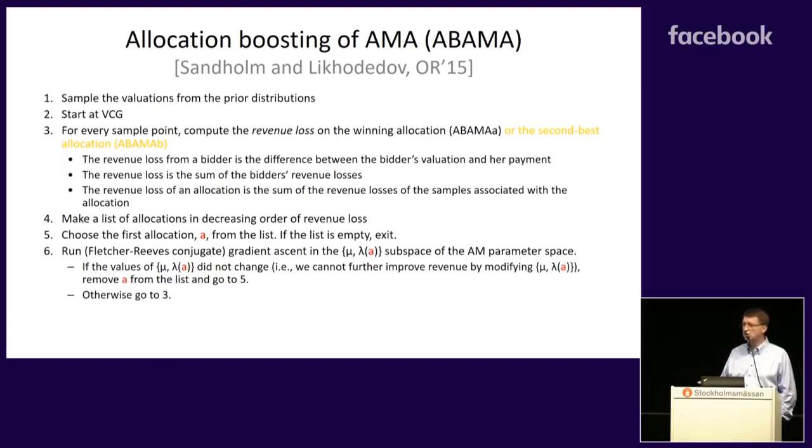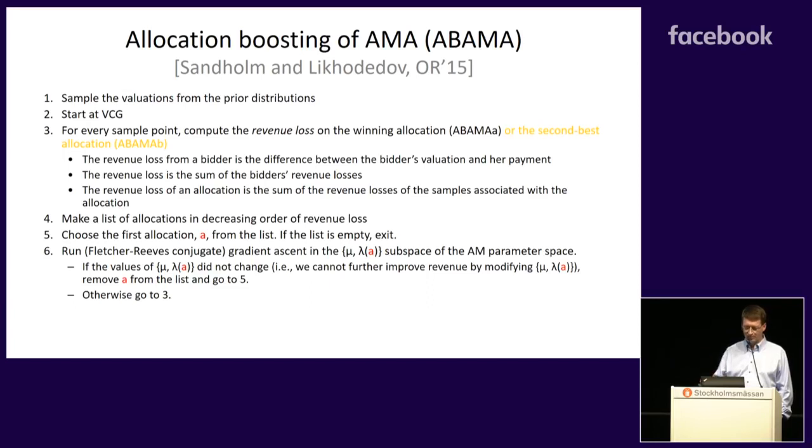First, we sample the valuations from the prior distribution. Then we start at the VCG. So all the weights are ones, all the boosts are zeros. Then for every sample point that we draw from the prior, we compute the revenue loss of the winning allocation. The revenue loss from a bidder is the difference between the bidder's valuation and her payment. And the revenue loss is the sum of the bidders' revenue losses. And the revenue loss of an allocation, then, is the sum of the revenue losses of the samples associated with the allocation. We make a list of these allocations in decreasing order of revenue loss, and choose the first allocation from the list. If the list is empty, we're done.